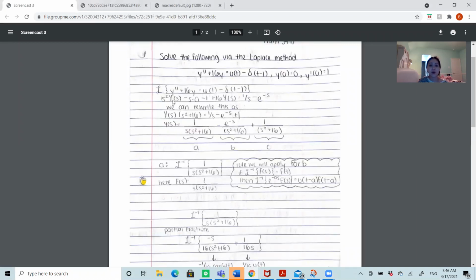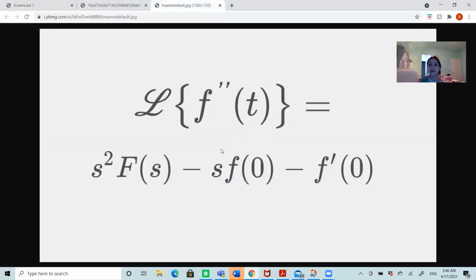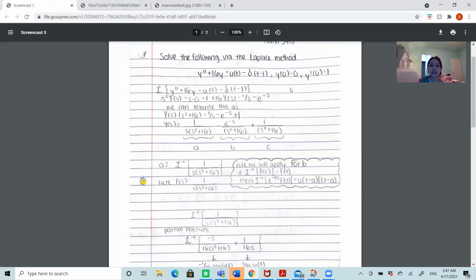We got this from the derivative formula, which is right here. So we get that the Laplace transform of f double prime, which is y double prime right there, is this right here. So translated to our equation, since y of 0 is just 0, we put 0 right here, and then we put minus 1 because y prime of 0 is just 1. And then 16y, the Laplace transform of that is just 16 Y of s.